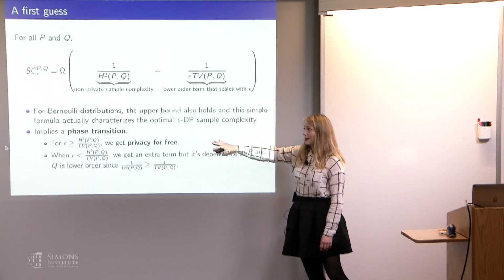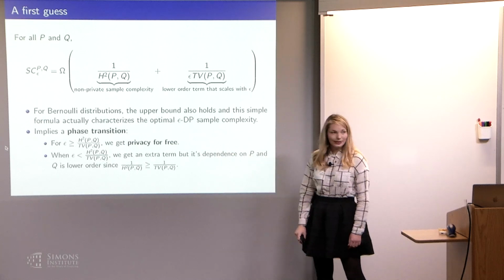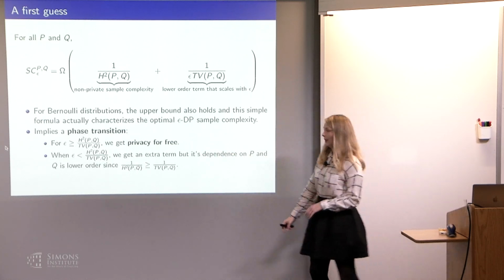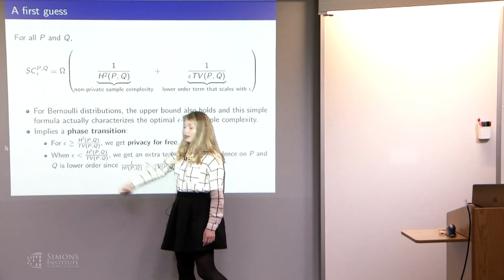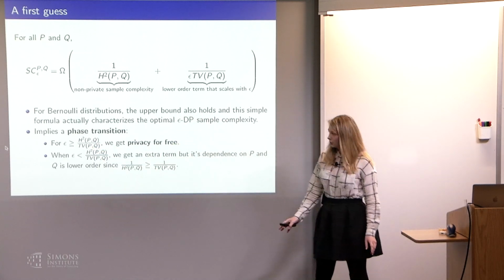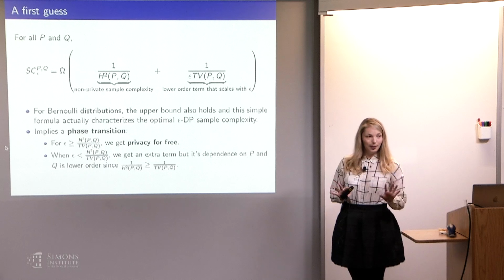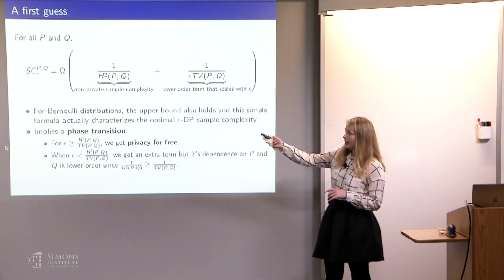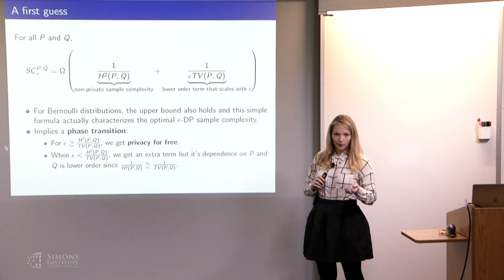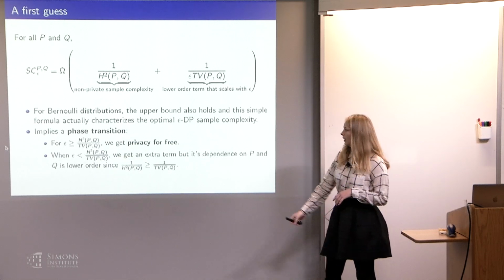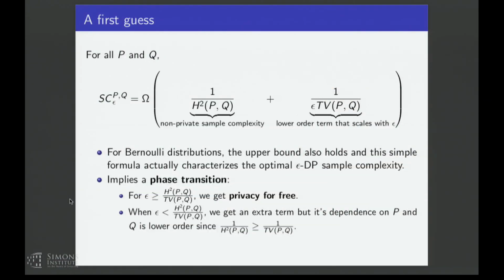And this is really nice because it implies several things. The first one is that it implies a phase transition. If epsilon is bigger than your Hellinger distance squared divided by your total variation distance, then you get privacy for free. What I mean by privacy for free is that your private sample complexity varies asymptotically in the same way as your non-private sample complexity. And even if you don't reach that threshold, so if your epsilon is less than this, you still get a second term, but it is described as lower order, so its dependence on P and Q is lower than the first term.